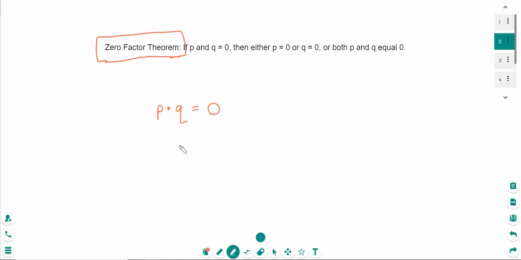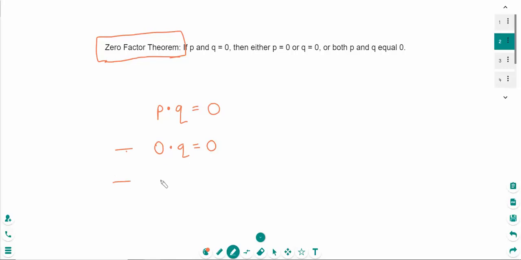So maybe we'll just throw in some numbers. So I could say that P is equal to 0. And if P is equal to 0, well then P times Q is going to be equal to 0. That would be true. All right? The other option would be, this is option 1.